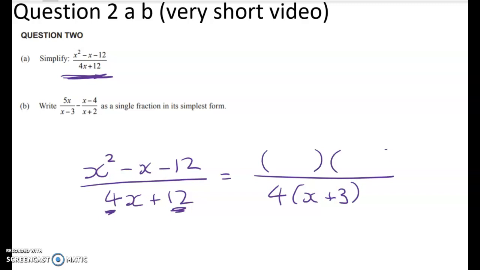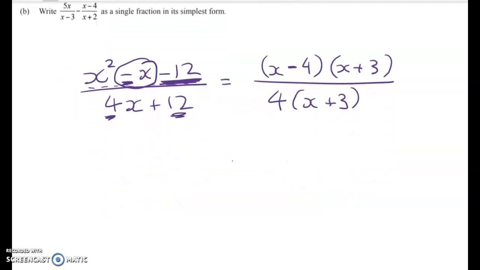And in the numerator, we'll try and factorize this quadratic. So we've got x times x. We need two numbers that multiply to negative 12 and have got a gap of 1. So 4 and 3 are going to work. Let's do it like this. We'll put the 4 here and the 3 here. We need to have the negative going with the 4 because we've got a minus x in here.